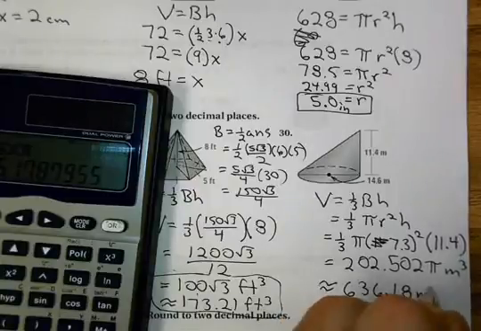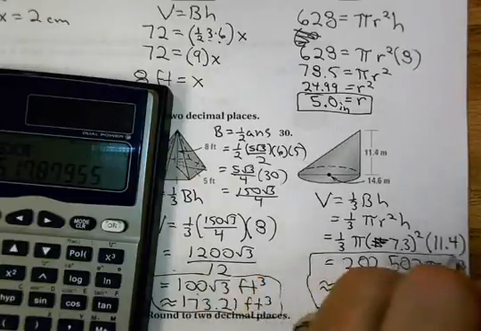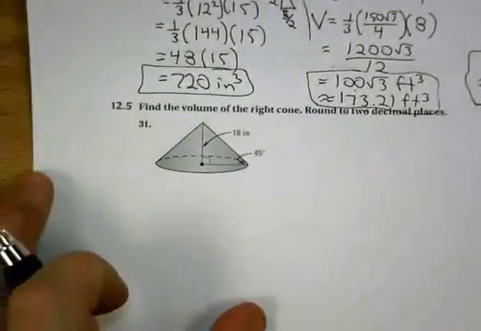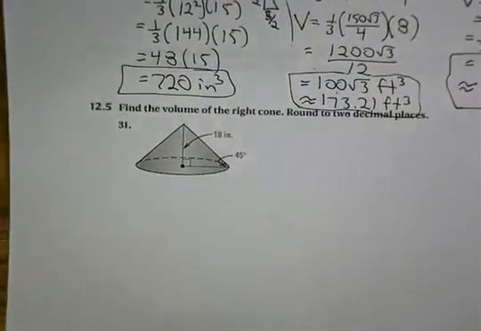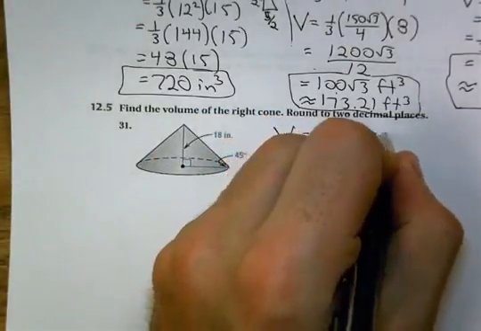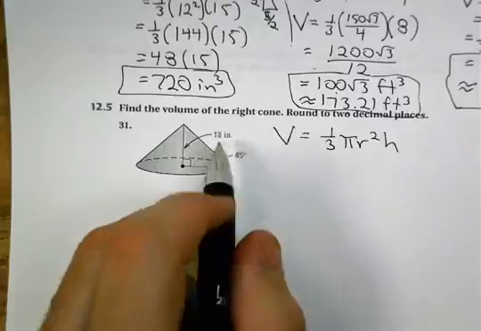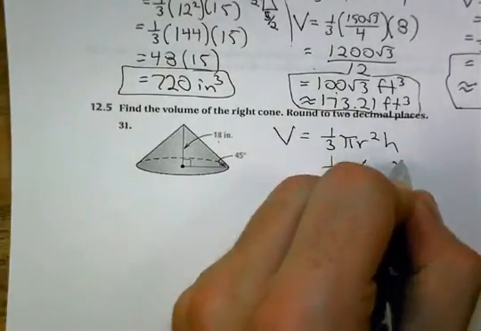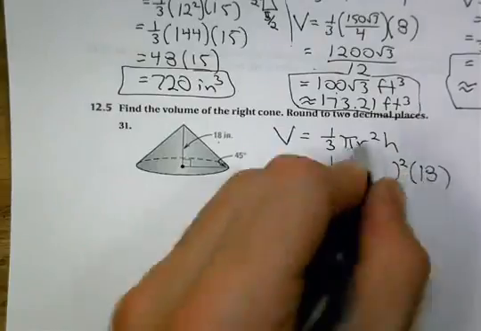Now we'll multiply that by pi, and we get our answers approximately 636.18 meters cubed. On 31, we're looking at the volume of the cone. Now, volume of a cone, like we just talked about, is 1/3 pi radius squared times the height. So far we know the height is 18, but we have to find the radius.